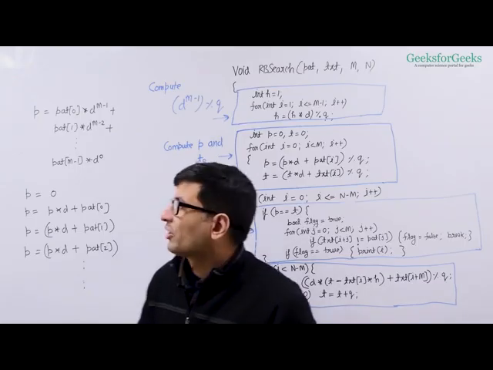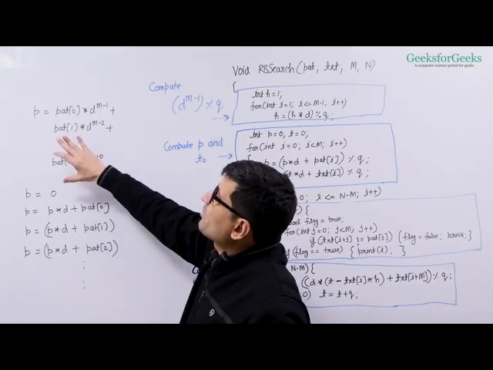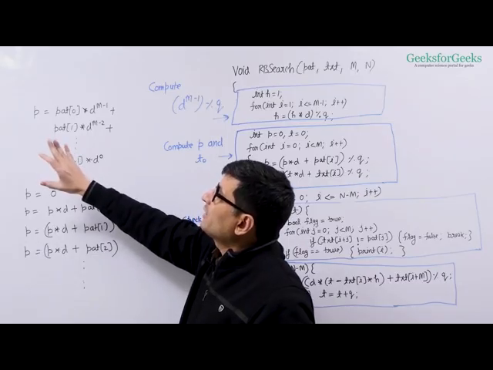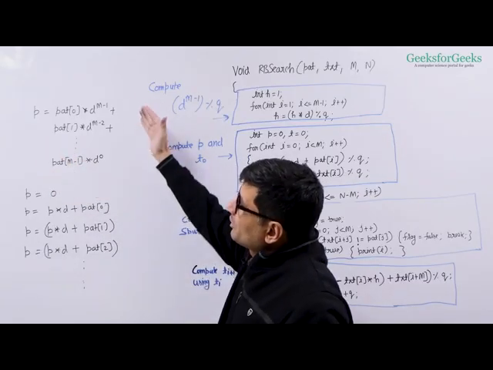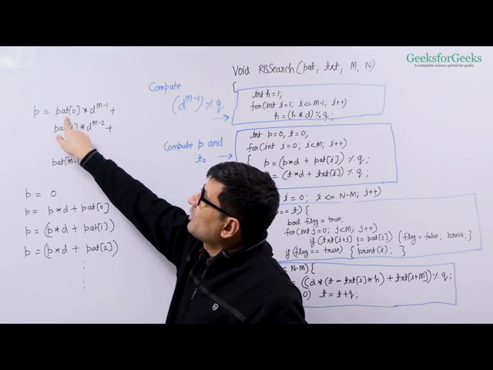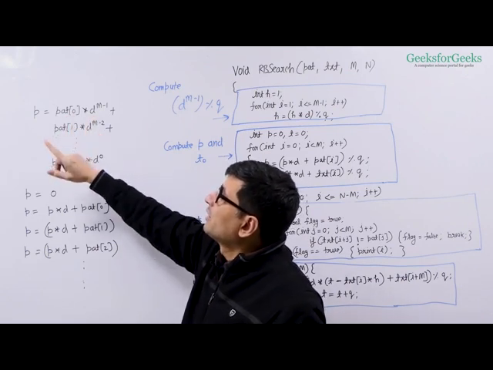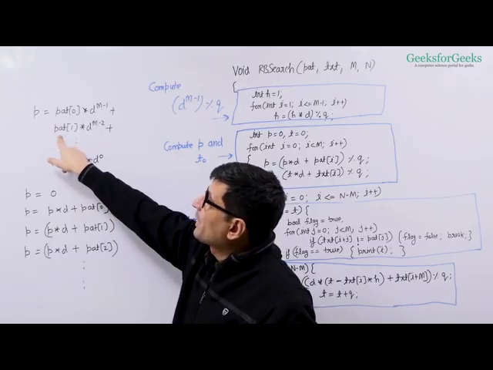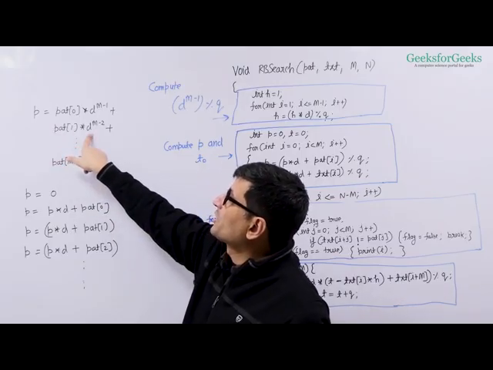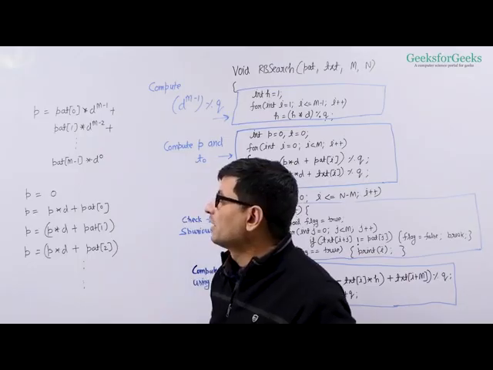Let's understand this Horner's rule. If you want to compute the hash function of the pattern, basically we want to compute this value. We want to take the ASCII value of pattern 0 and multiply it with d raised to the power m minus 1. Then we want to add pattern 1 multiplied with d raised to the power m minus 2, and so on.